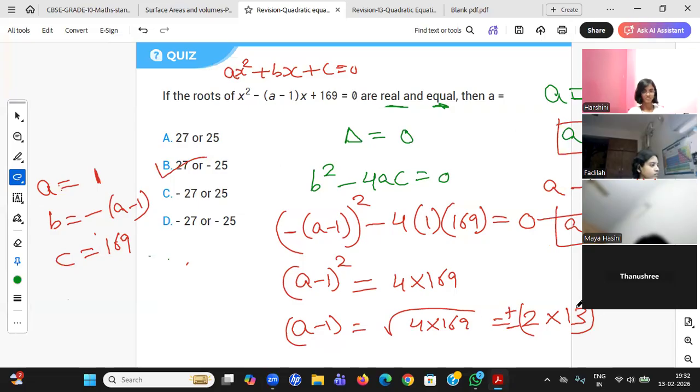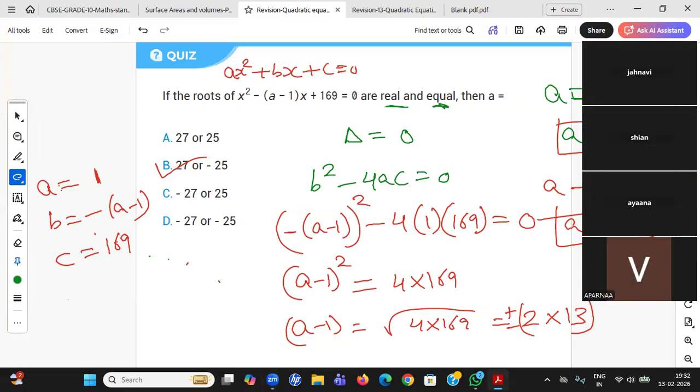Parna, did you understand this method, student? Yes, plus or minus, right answer. Okay, it is 27 or minus 25, student. If you are not worried, please open the bracket. You will get some quadratic equation you can solve. You will get two roots. Shayan, are you following, beta? Yes, sir.